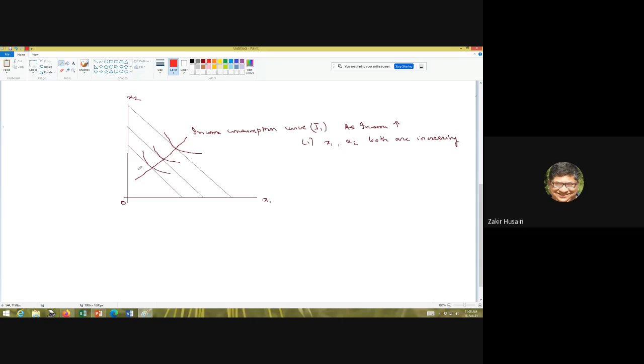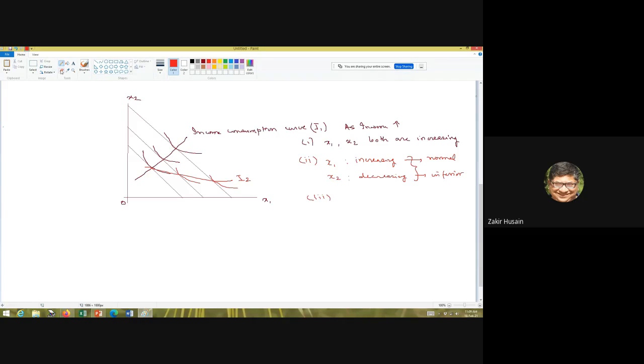Now suppose this is the first case. But this one, what is happening here? I2. Sir, x2 is inferior. Okay, but what's happening to consumption? What's happening to X1 and what's happening to X2? X1 is increasing, X2 is decreasing. So X1 is a normal good, X2 is inferior.